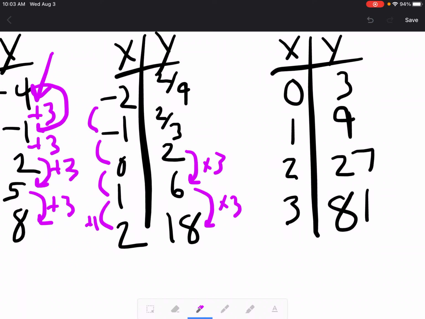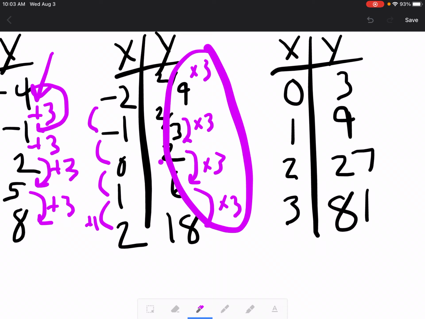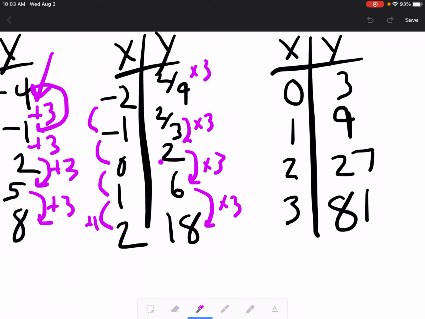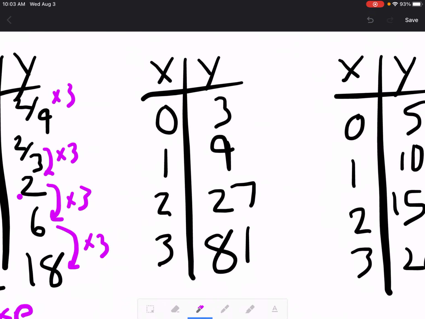I times by 3. And then if I look at my fractions here, if I take 2/3 and I times it by 3, guess what I get? 2. If I take 2/9 and I times it by 3, what will I get? 2/3. And since this is all multiplication, I don't like how I covered all that up. Since that's all multiplication, that means that this one's going to be exponential. Let's take a look at the next one.